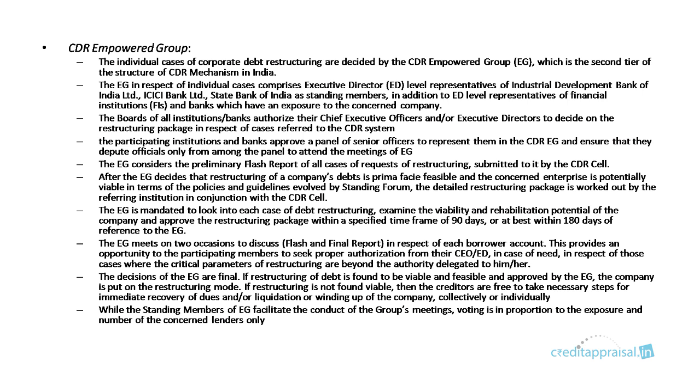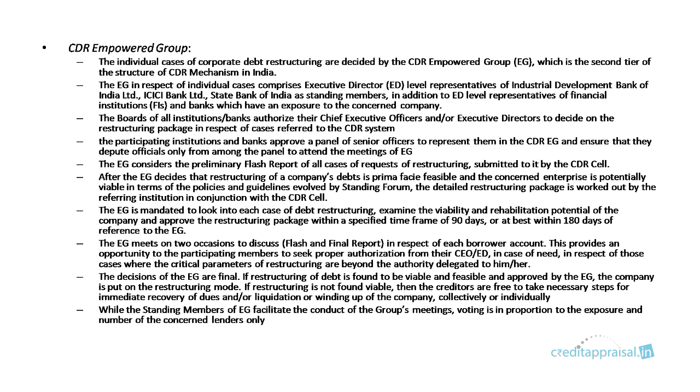Okay, so the EG will consider the preliminary flash report. The CDR cell, that is the bottom tier, will prepare a flash report. This report will be considered by the EG, and if the EG prima facie decides that okay, this company is eligible for restructuring, this is a genuine case and this is a viable unit, this could be revived, then based on the guidelines of the standing forum, a restructuring package will be worked out in consultation with the CDR cell. The empowered group will be mandated to look into each case of debt restructuring, examine the viability and approve the restructuring package within a period of 90 to 180 days.